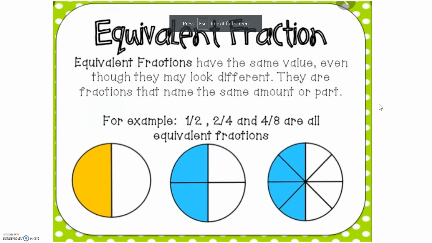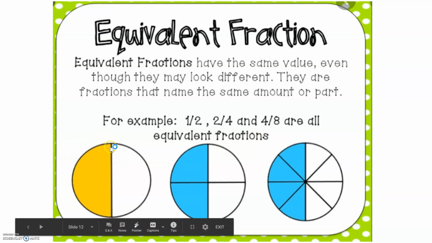So let's review our equivalent fractions that we talked about today. Remember that equivalent fractions have the same value, even though the pieces may look different. They are fractions that name the same amount or part. For example, 1/2, 2/4, and 4/8 are all equivalent fractions. Here is what 1/2 of the fraction circle would look like. If we divided that same circle into 4 equal parts, it would take 2 of our 4 equal parts, 2/4, to equal the same amount as 1/2.